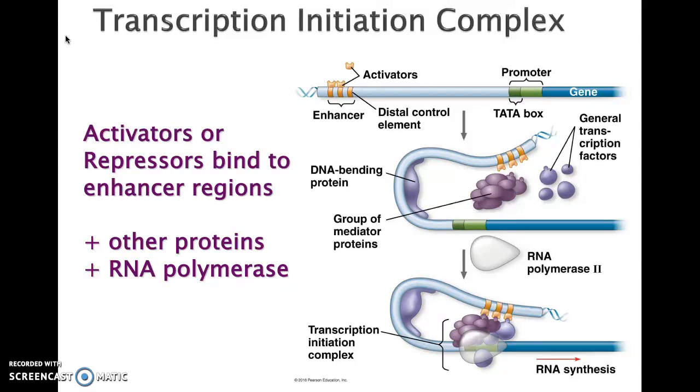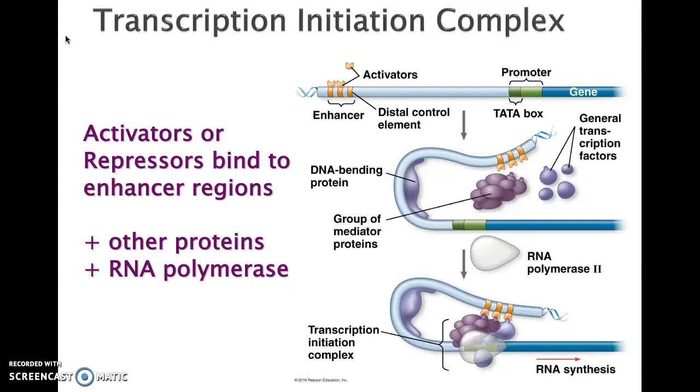So control elements are going to be the non-coding pieces of DNA where the transcription factors, those proteins, can bind. Now in this picture, the proteins are called activators. So these are going to help increase the likelihood that transcription can occur. So this would be known as an enhancer region. So lots of proteins are involved with this transcription beginning.